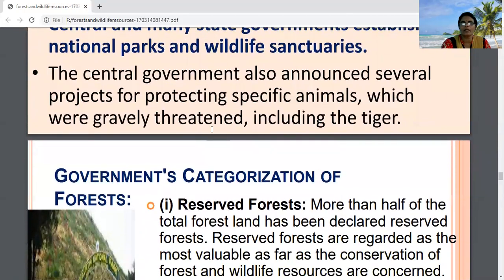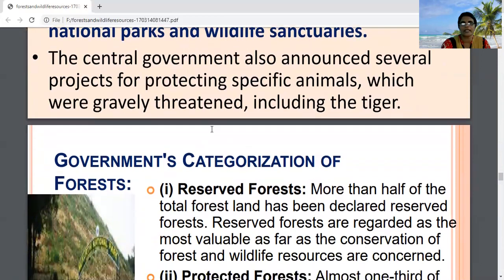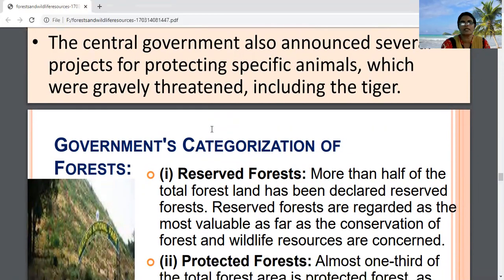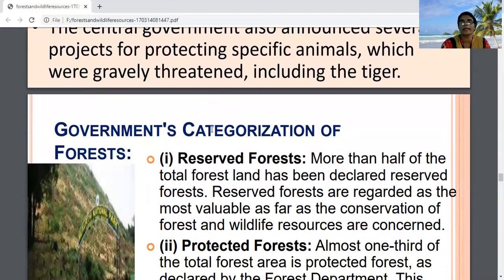The central government also announced several projects for protecting specific animals which were gravely threatened, because such animals are in the category of endangered. Their survival is in danger, including the tiger.